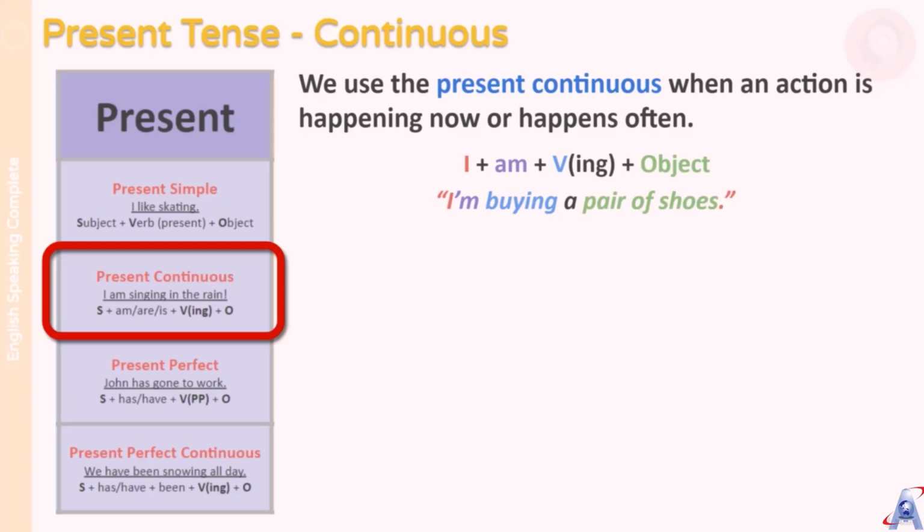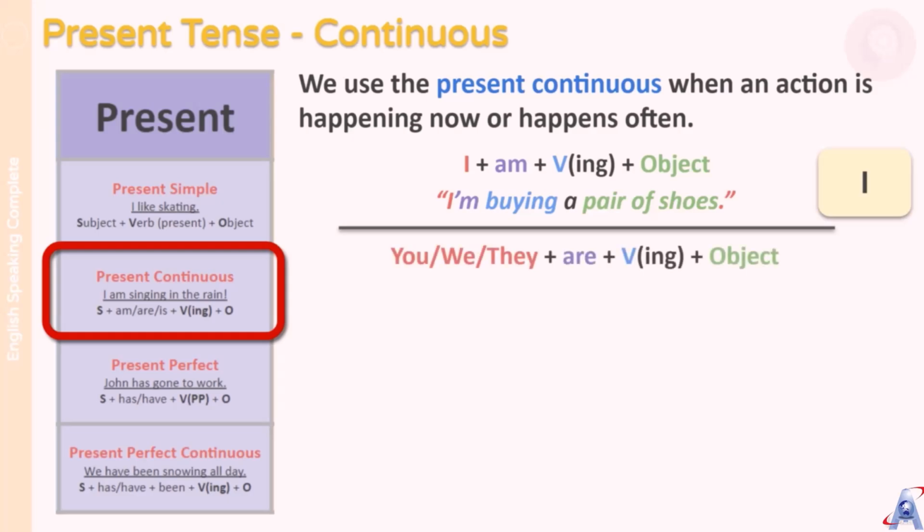I'm buying a pair of shoes. This is for I. I am, contraction. We shorten this, I am, into I'm. I'm buying a pair of shoes. Contractions are super important, and generally speaking, native speakers 9 times out of 10 will contract, and it's definitely a very native sounding way of speaking. I'm buying a pair of shoes.